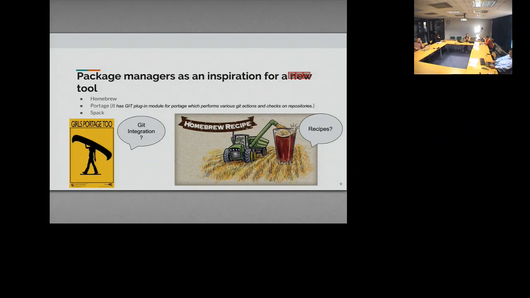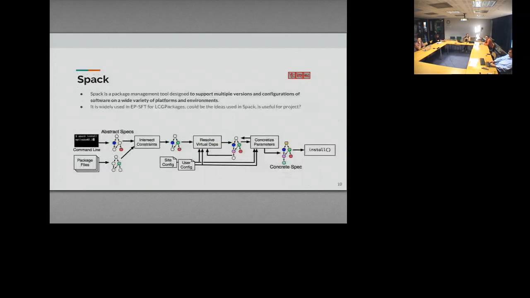So I checked Homebrew, Portage, and Spack. Homebrew is very nice because you have these recipes, and it's extremely easy to follow up and check what's going on. Portage is nice because it has Git integrated, so you can easily perform different Git actions and check out repositories. And Spack is interesting because it helps to support multiple versions and configurations of software, and it's already used in EP-SFT for LCG packages. So the ideas used in Spack could also be useful for this project.